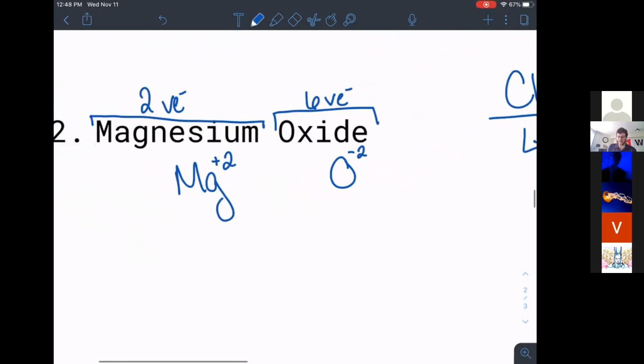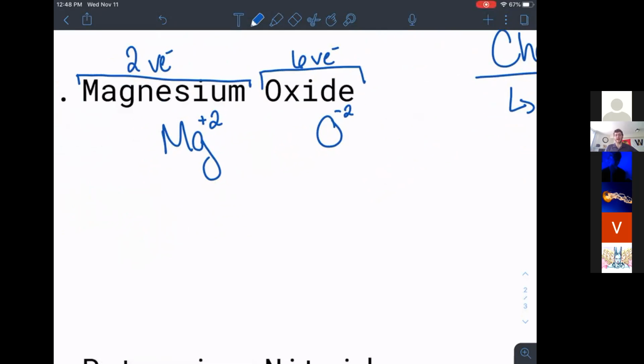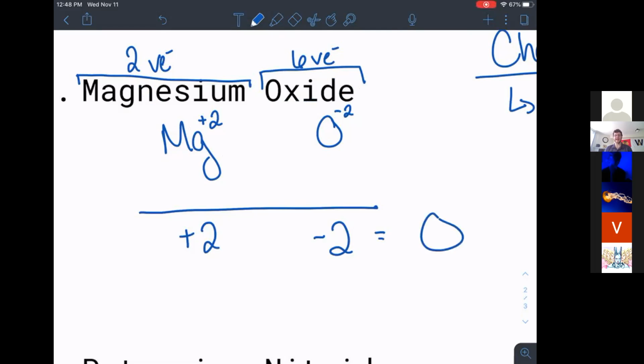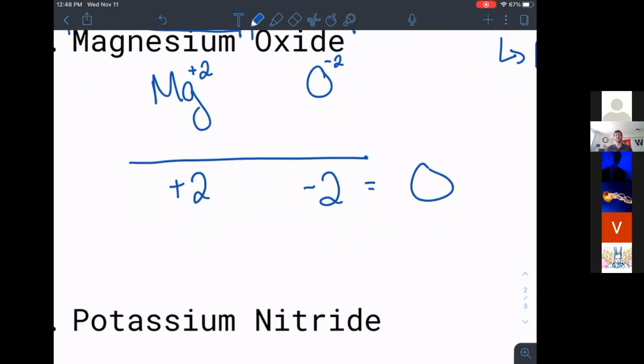So now, before we can do anything else, let's see what our charges add up to. So if we just take our charges, we have a +2 and we have a -2. What does a +2 and a -2 add up to? 0. Do we need any more magnesiums or any more oxygens for this? No. So what is my formula going to be for this magnesium oxide?